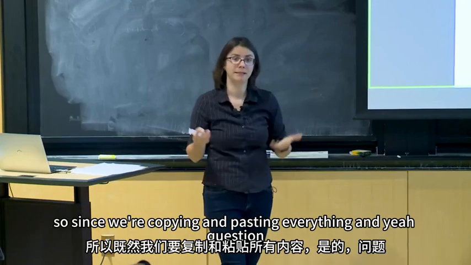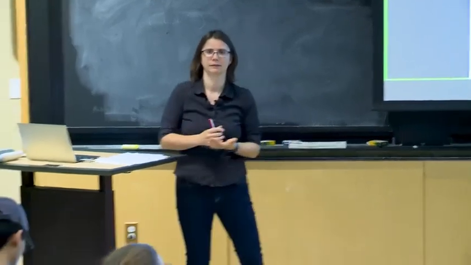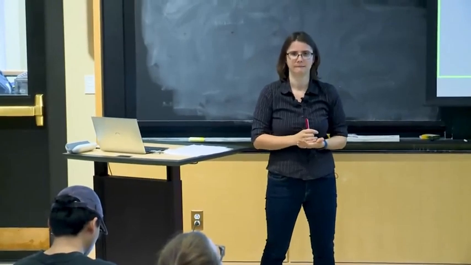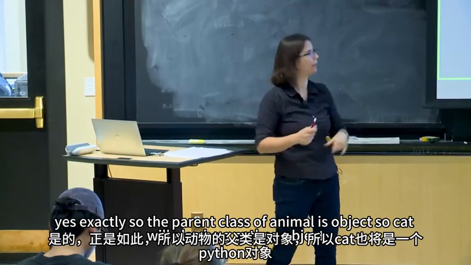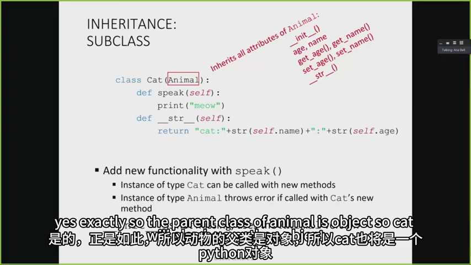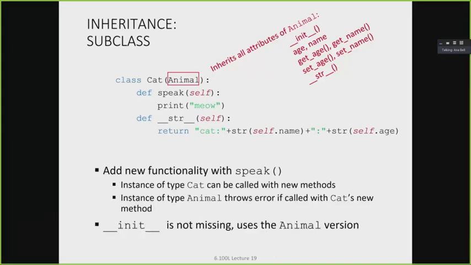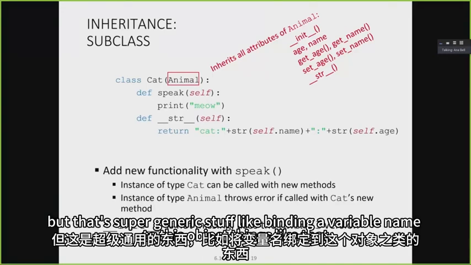So since we're copying and pasting everything, and yeah, question. Animal, like the parent class of animal is object, so cat also inherits them. Yes, exactly. So the parent class of animal is object, so cat will also be a Python object. But that's super generic stuff, like binding a variable name to this object, things like that.